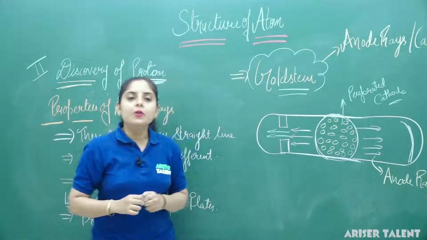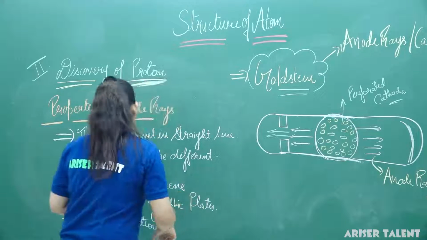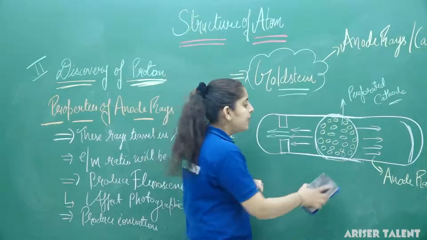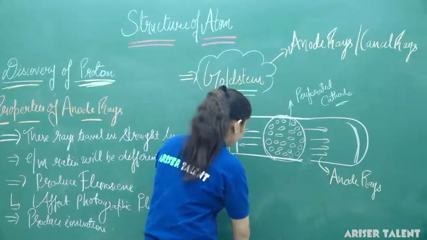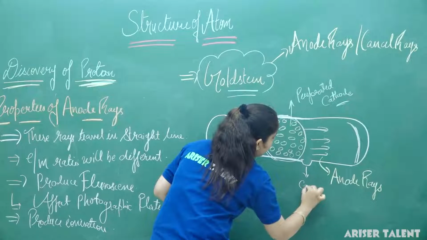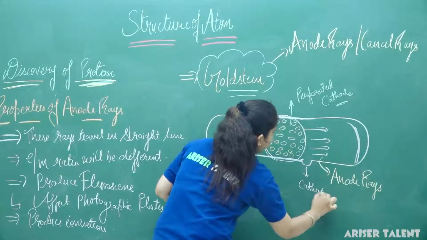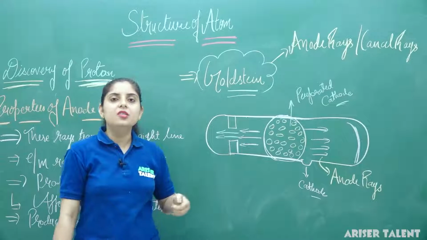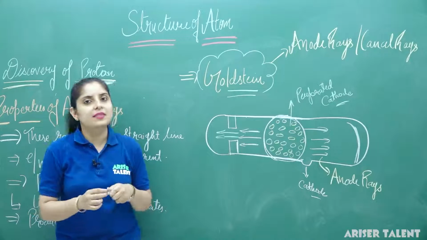One thing you have to keep in mind is that for performing this experiment, in this glass tube, we have taken a perforated cathode, and you can simply mark the cathode here, and we have observed that some rays are moving in the opposite direction. So, these are our anode rays, that is, the canal rays.